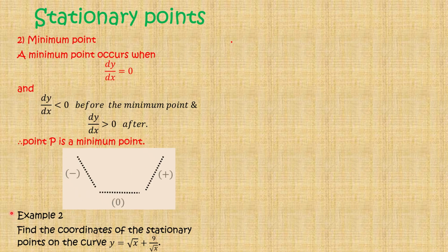Let's take a look at example 2. Find the coordinates of the stationary points on the curve y is equal to the square root of x plus 9/square root of x. The solution. We know that we can actually express y as x to the power half plus 9x to the power minus half. This is from the laws of indices. If you want to know more about indices, we have videos on indices, so make sure to check them out.